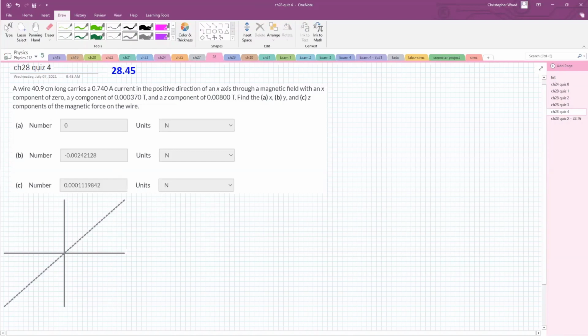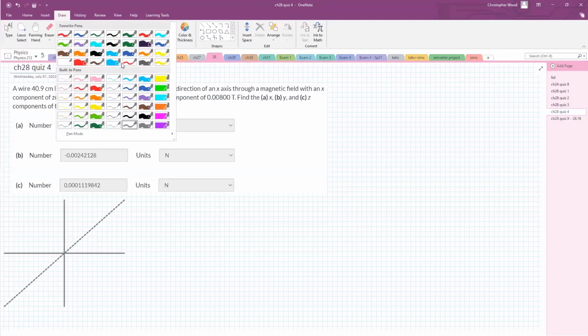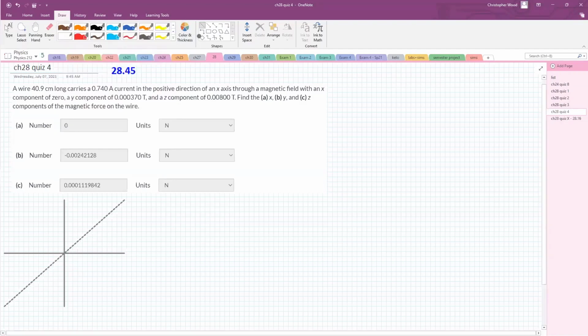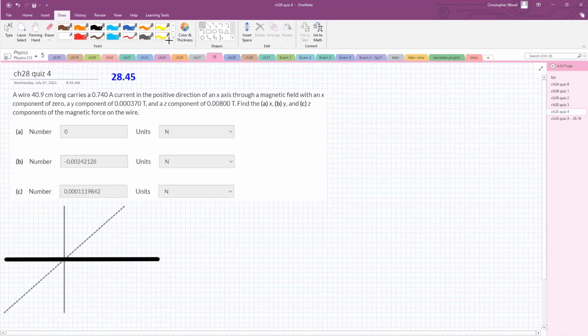I have a wire carrying a current in the positive X direction. So there's my coordinate system. I'm going to draw a wire. Here is a wire, carrying current in the positive direction of the X-axis. So that's satisfying the criteria.